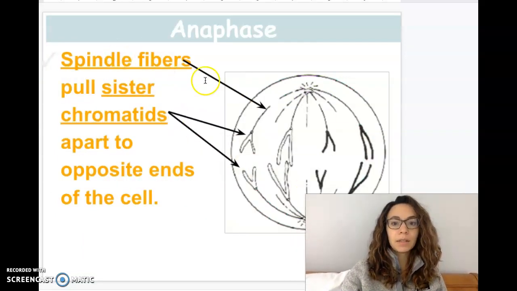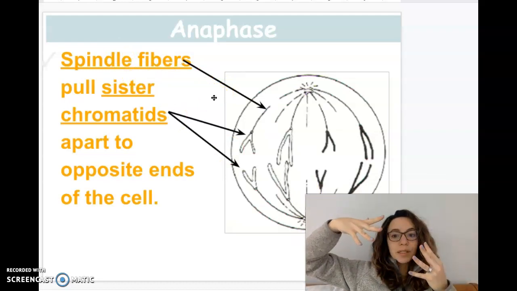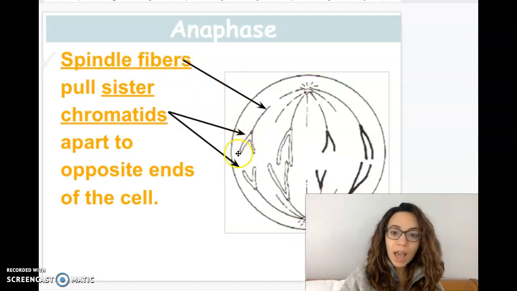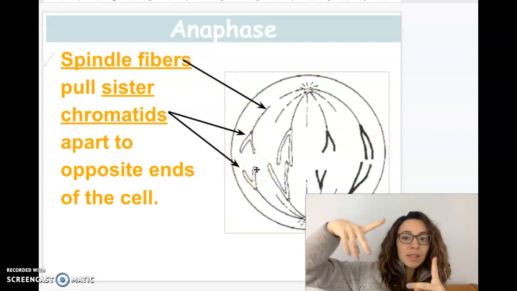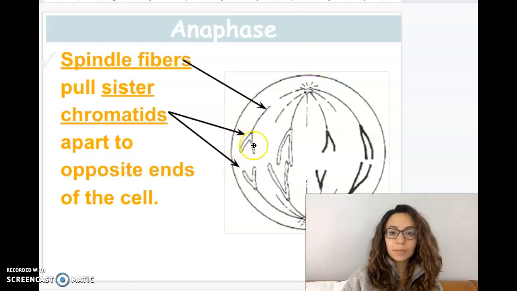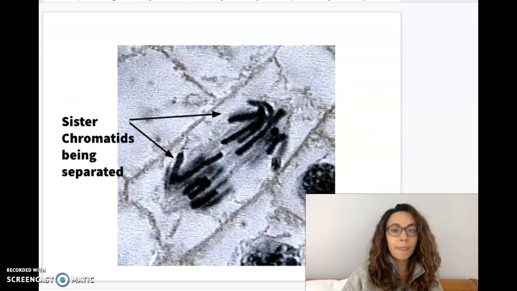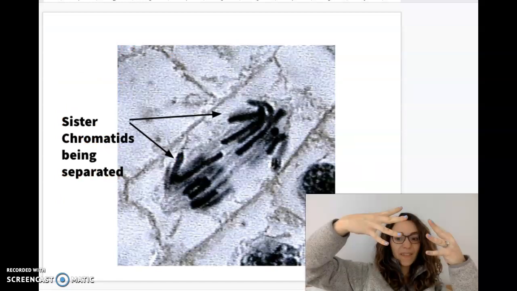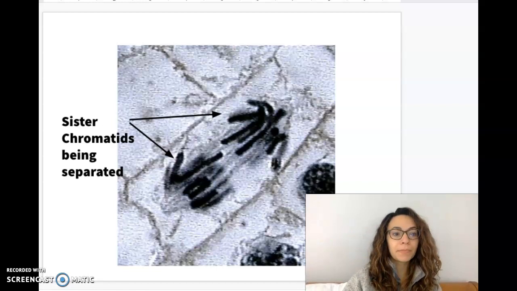Anaphase. The spindle fibers are pulling the sister chromatids apart, right? So each half of the X, remember the X is a replicated chromosome. So each half of the X gets pulled to separate sides of the cell. Okay, so these are exact copies of the same information. Looks like this under a microscope, right? Prophase, metaphase, anaphase. Those chromosomes are getting pulled apart.